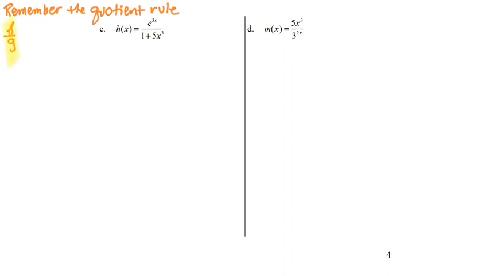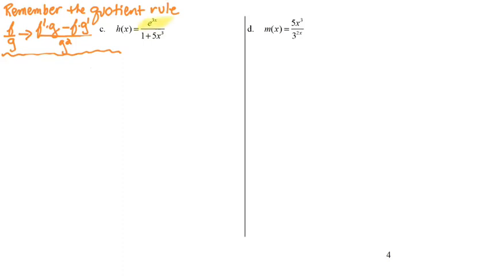If you have a function that can be thought of as a quotient, a numerator divided by a denominator, then the formula for the derivative is f prime times g, the derivative of the top times the original bottom, minus f times g prime, the original numerator times the derivative of the denominator, divided by the original denominator squared.